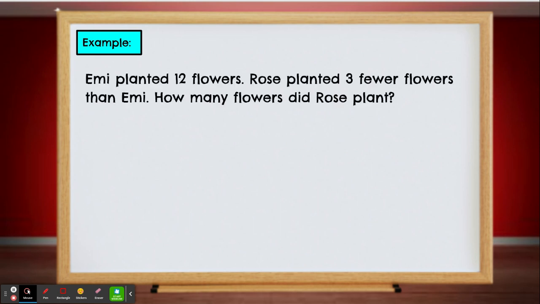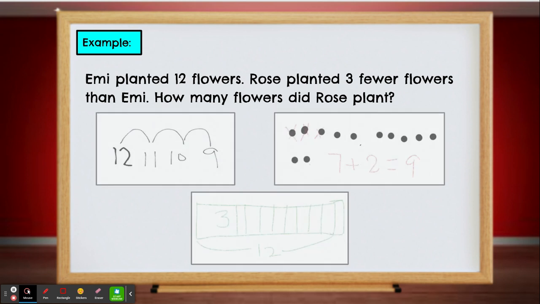Now, an example for this process looks like this. Emmy planted 12 flowers. Rose planted 3 fewer flowers than Emmy. How many flowers did Rose plant? Now, as the facilitator, I would choose 3 different strategies that I saw amongst my students, and I will begin the discussion process. I will ask questions like, do you see any patterns? Students might say, well, I see a pattern on these 2. Both these strategies went backwards and decomposed.